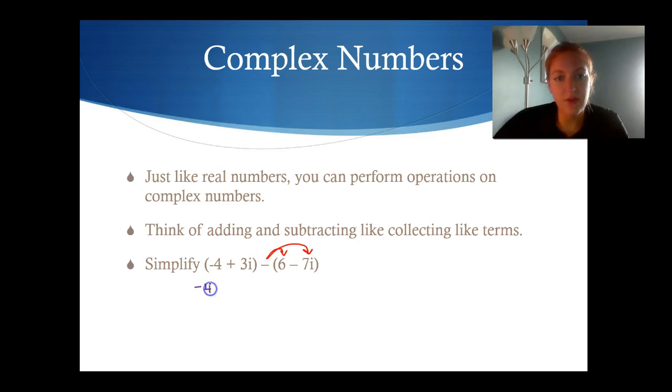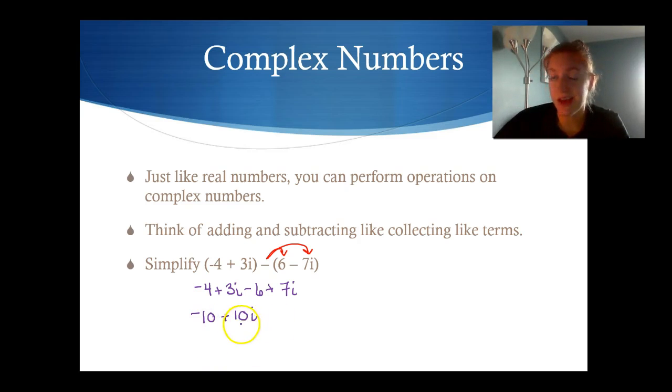So we have -4 plus 3i. There's nothing in front of it that we have to multiply in. But over here, that subtraction sign, I have to make it -6. Negative times a negative is a positive. And then we just collect like terms. -4 and -6 are the real parts, so it becomes -10. 3i and 7i, just 10i.